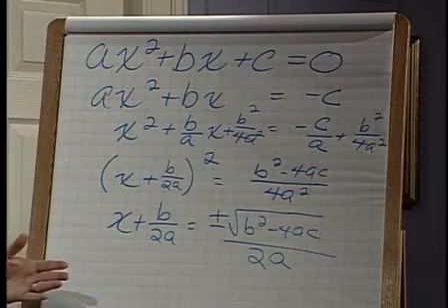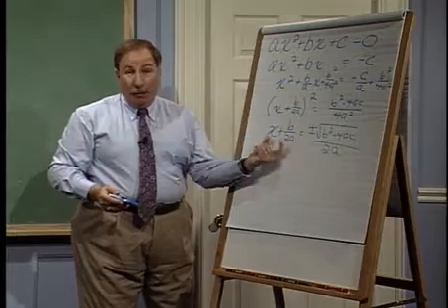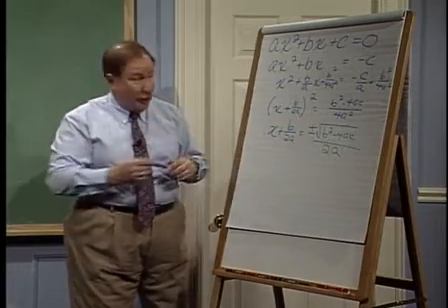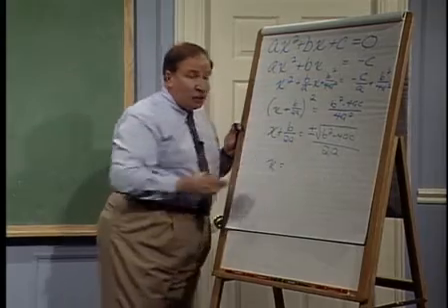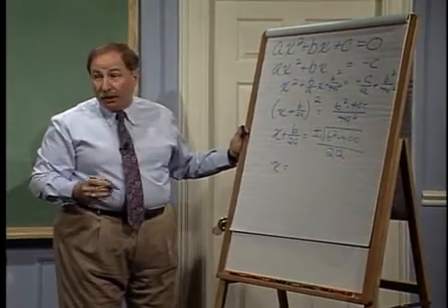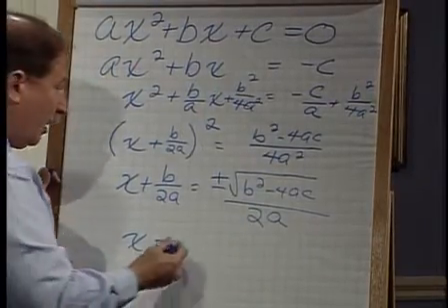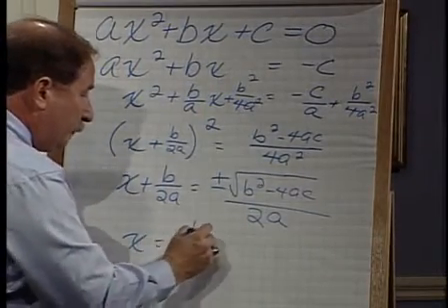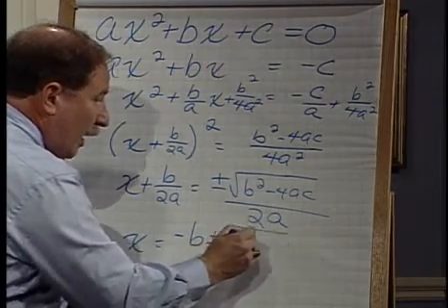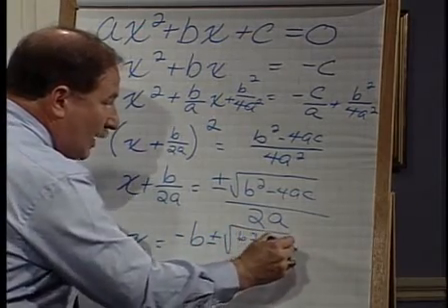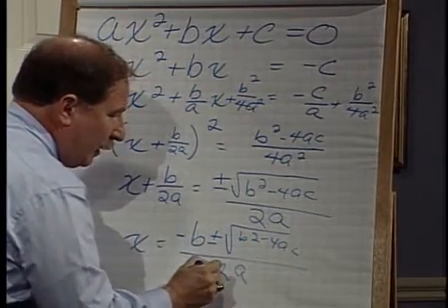We had problems like x plus something or x minus something. We wanted to get rid of that number. We want to isolate the x. We want to solve for x. So what do we do? x equals, and we subtract this b over 2a from both sides. The nice thing is, you'll notice, we have a common denominator. Isn't that nice? Minus b plus or minus the square root of b squared minus 4ac all over 2a.